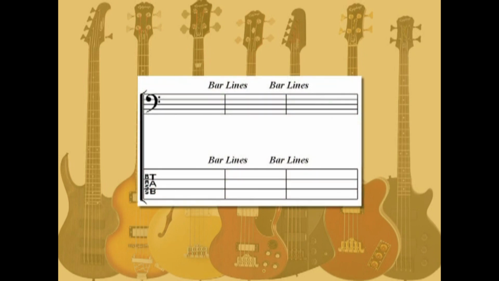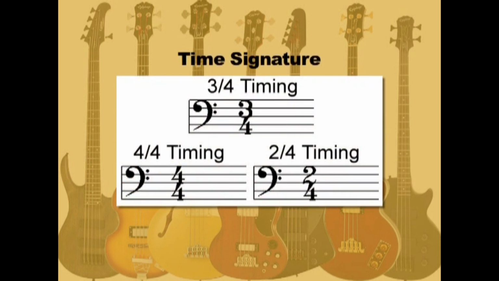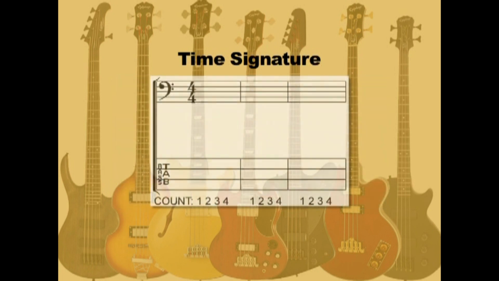Bar lines are the vertical lines that divide tablature and staff music into sections. A measure is the space between bar lines. Each measure uses an equal set of beats. The amount of beats is determined by the time signature. For example, in 4/4 timing, each measure equals 4 beats. In 3/4 timing, each measure will equal 3 beats.